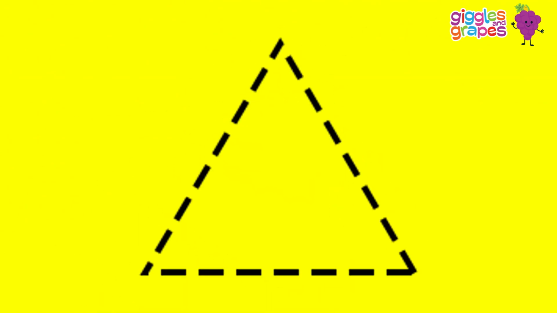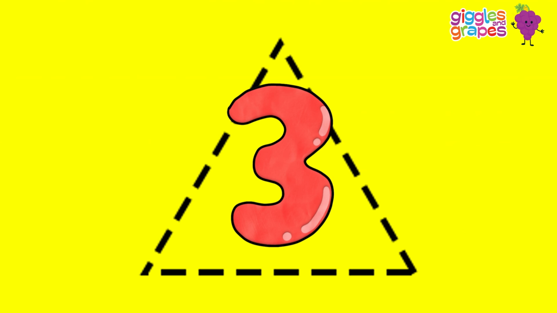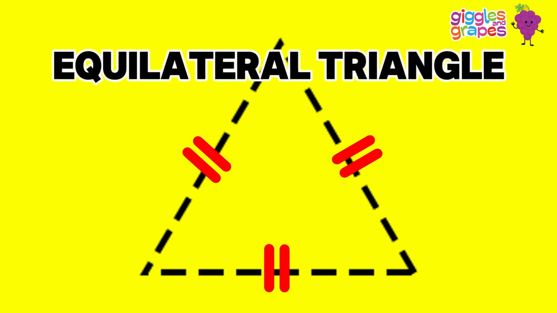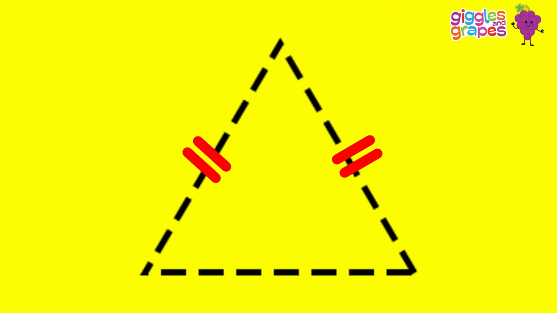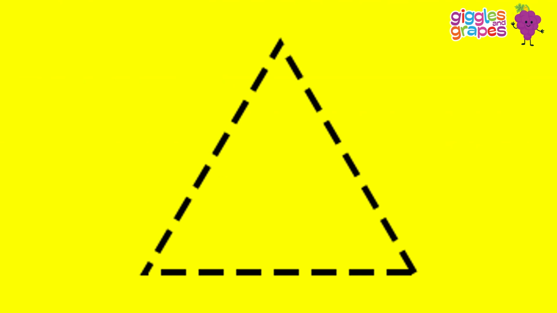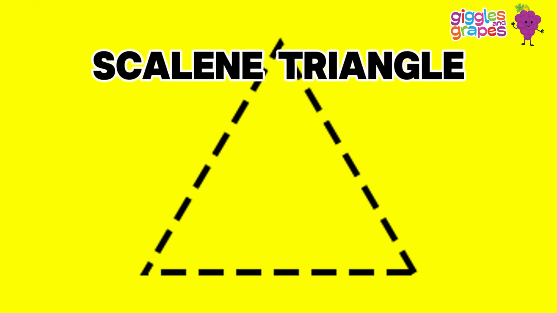A triangle has 3 sides. They can be equal or unequal. A triangle with equal sides is called an equilateral triangle. A triangle with only 2 sides equal is called an isosceles triangle. And a triangle with no sides equal is called a scalene triangle.